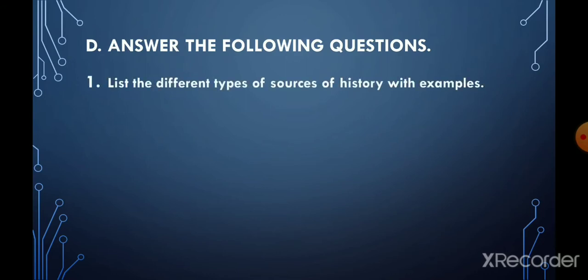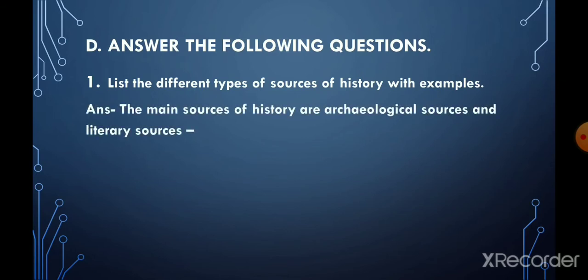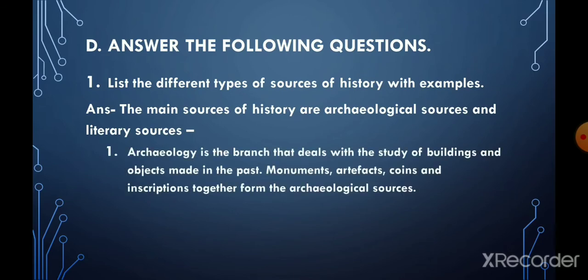List the different types of sources of history with examples. Answer. The main sources of history are archaeological sources and literary sources. Archaeology is the branch that deals with the study of buildings and objects made in the past. Monuments, artifacts, coins, and inscriptions together form the archaeological sources.